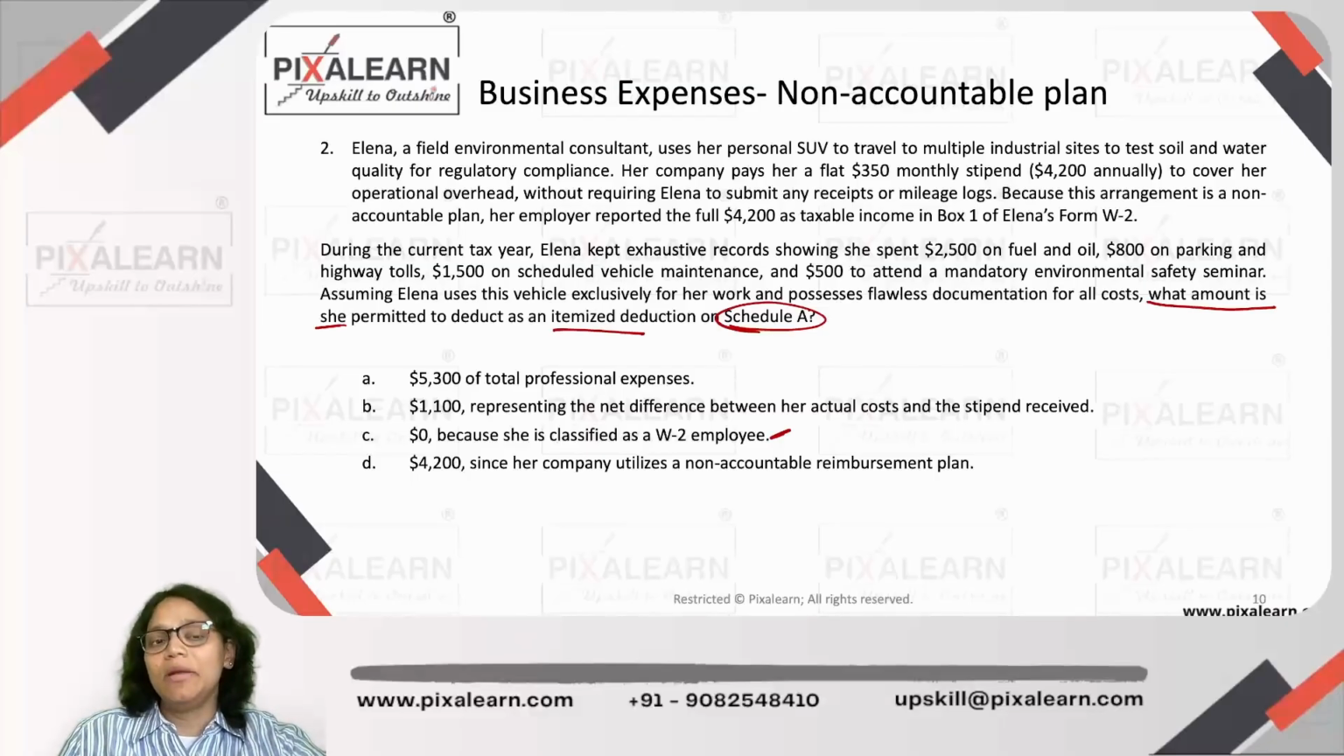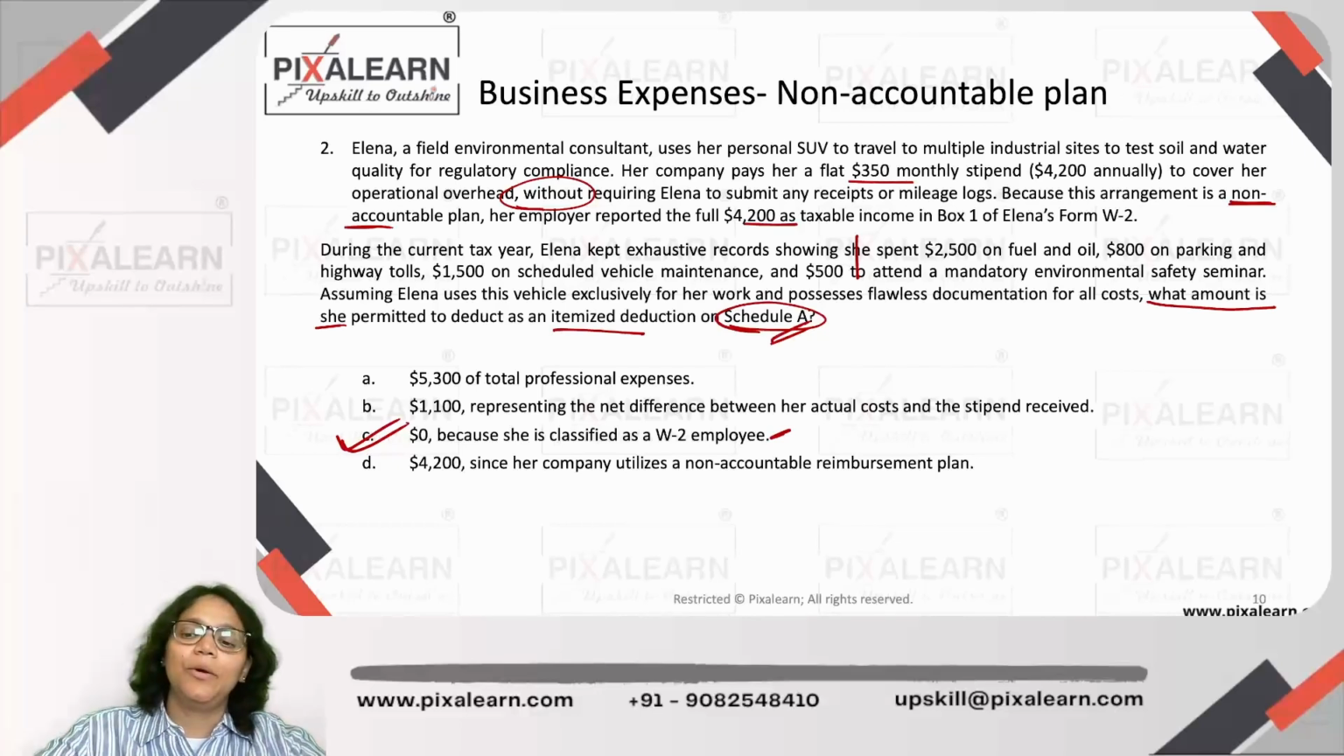A field environmental consultant uses her personal SUV to travel to multiple industrial sites to test soil and water quality for regulatory compliance. Her company pays her a flat $350 monthly stipend to cover her operational overhead without requiring the employee to submit a receipt or mileage logs. Now, they've made it very clear to you that it's a non-accountable plan. The moment it's a non-accountable plan, all of this information about what was reported, what was spent is irrelevant. Will there be anything reported on Schedule A? The answer is no. So my gut feeling was correct. There is nothing that can be reported on Schedule A, period. Okay, thank you.